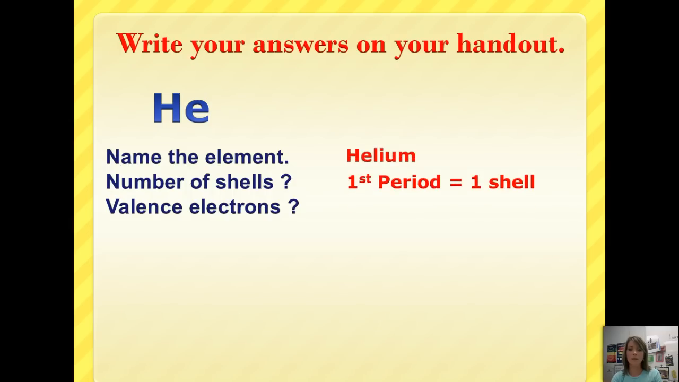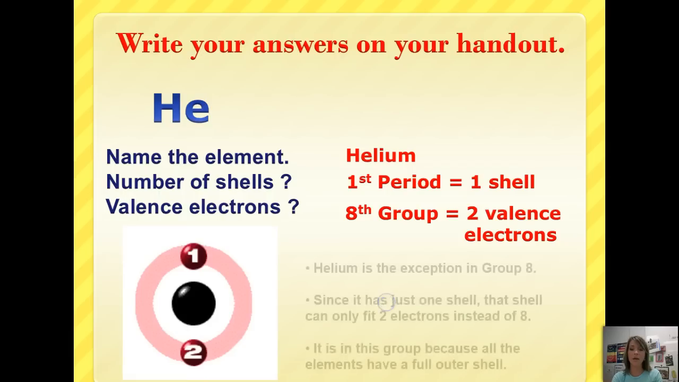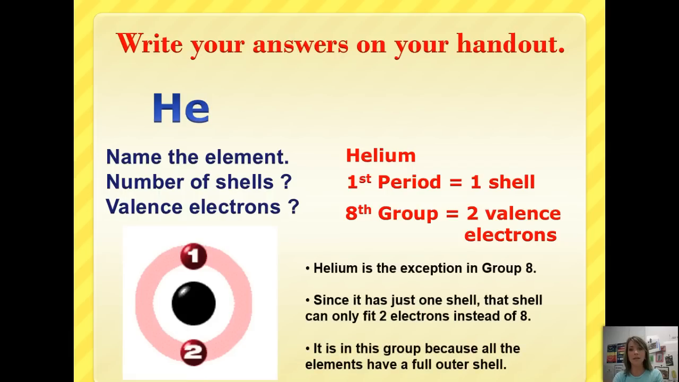Helium is a little bit different. Helium is in the first period, so it only has 1 shell. It's in the 8th group, but it actually only has 2 valence electrons. It doesn't completely fit the pattern, and the reason is because it's an exception.